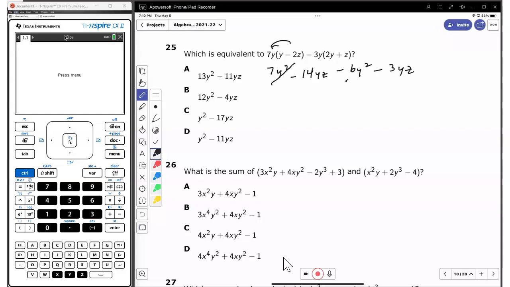7y squared minus 6y squared is just y squared. Minus 14yz minus 3yz is negative 17yz. So your answer is C.